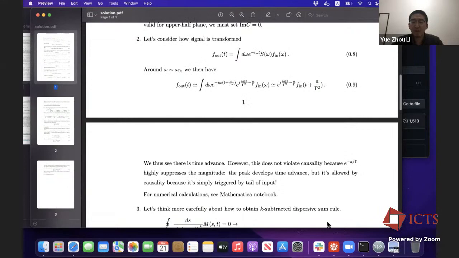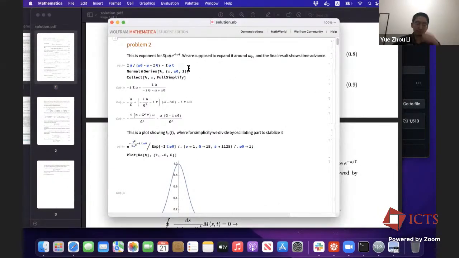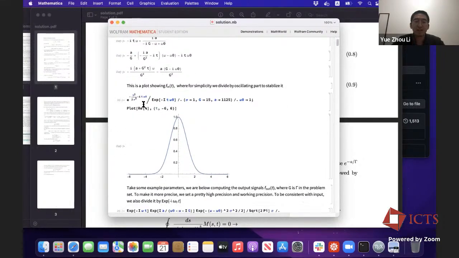And to show you how this is possible, we might want to take a look at a demonstration of how this works. So let's look at this. This is the input signal. I chose some sample parameters that Simone gave. You could play around with any parameters you want, just to see how this whole thing works.